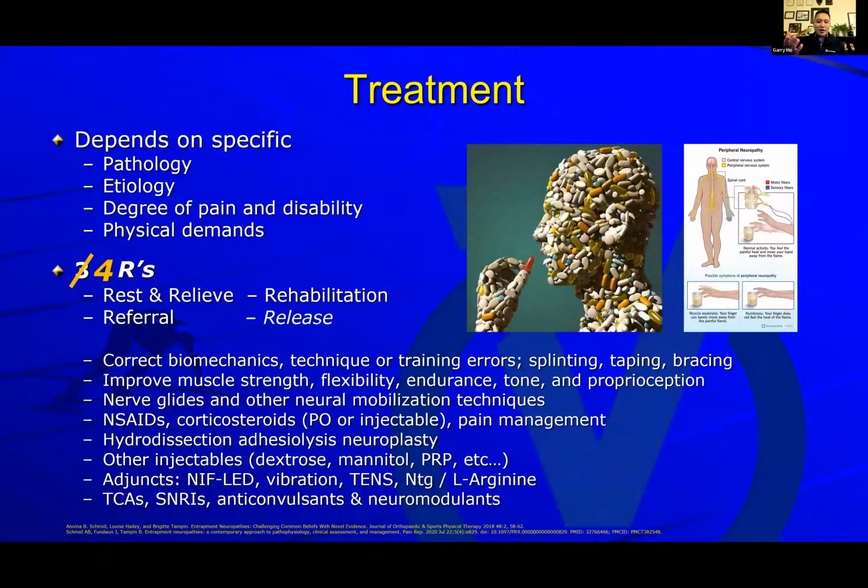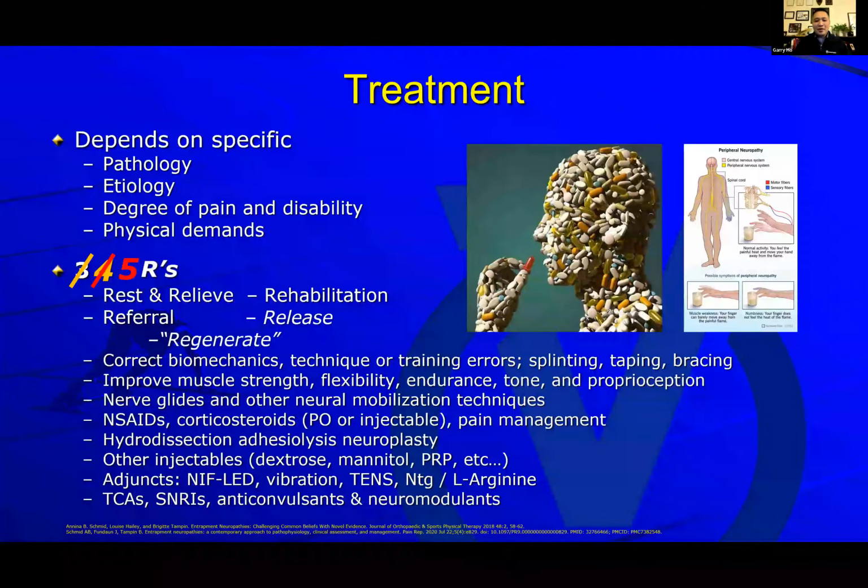So we added a 4th R, and that was release, to reflect the ability for us to hydrodissect these non-operatively and disentrap some of these nerve entrapments without surgery. And then in more recent years, we added a 5th R, and that is, quote unquote, regenerate, as we start to see increased adoption of orthobiologics and regenerative medicine techniques. And of course, nerve has not escaped interest when it comes to an opportunity to use these treatment modalities.